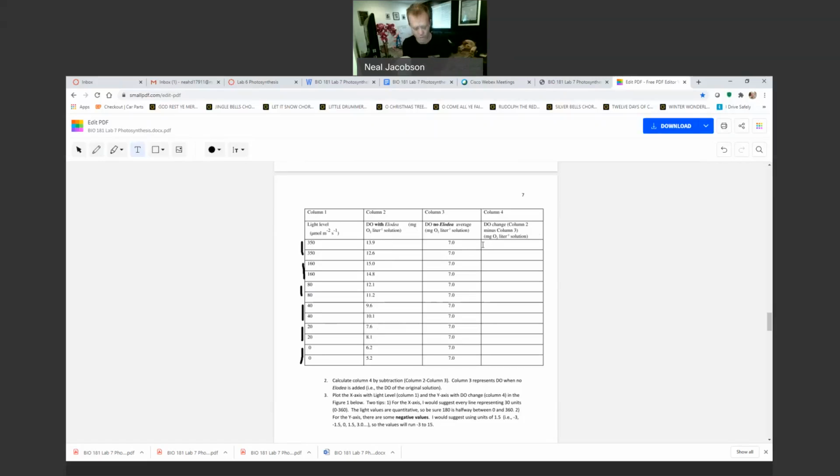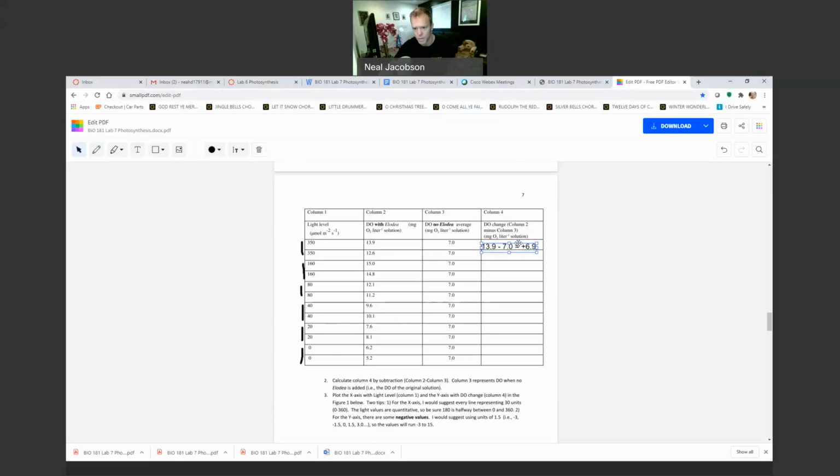When we're calculating the change, we start with what we end with, and we subtract from that what we started with. So we finished with 13.9. I'm going to write this in, you guys don't have to. 13.9 minus 7.0 is equal to, let's see, 6.9. So that's our change, and it's plus 6.9, right?